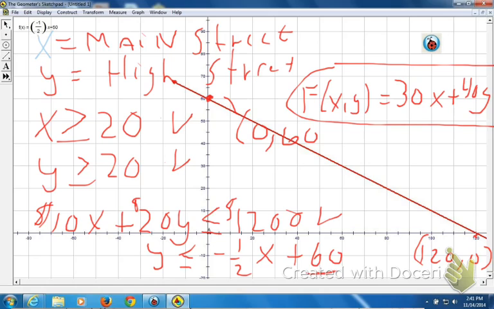Well, before I do that, let me do this. Let's change this color here to this. Now notice one of the other inequalities is y is greater than or equal to 20, which is here. So let me draw that one in. It's going to look like this. And then x is going to be greater than or equal to 20, which is going to look like this.